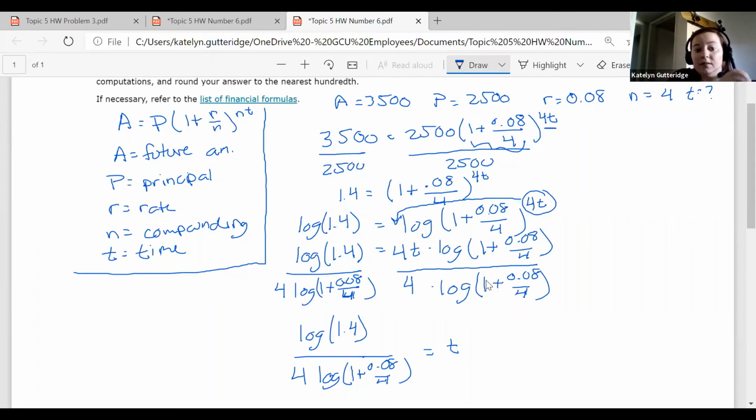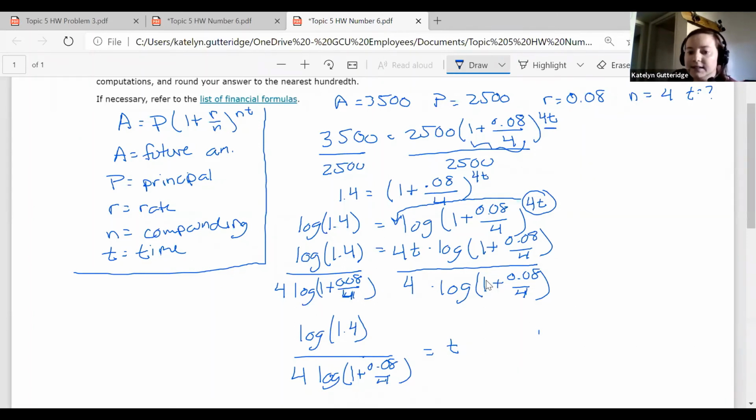Right now, this is looking very nasty. We have not rounded anything at this point. We are down to our final answer. So at this point, this is when we break out the calculator. We're going to put it in our calculator in one big chunk. And then this will give us our answer. And then we will round that answer to the nearest hundredth.